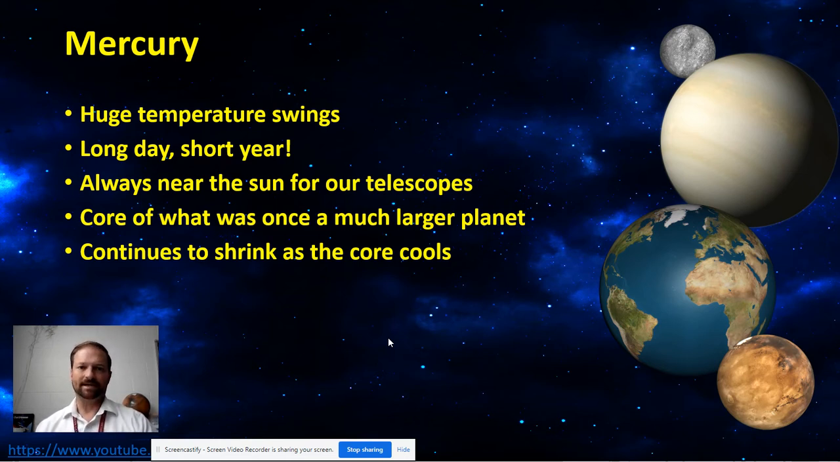Astronomers believe it is the core of what used to be a larger planet. Now, was it as big as Venus or Earth? Take a look at the images up there above, and these are sized accurately on the screen. That is the size of Mercury sitting next to the size of Venus and the Earth, and then Mars is kind of in between the two.